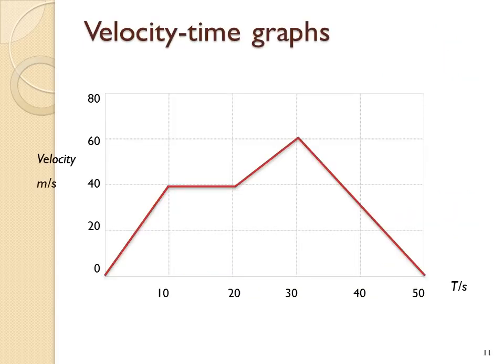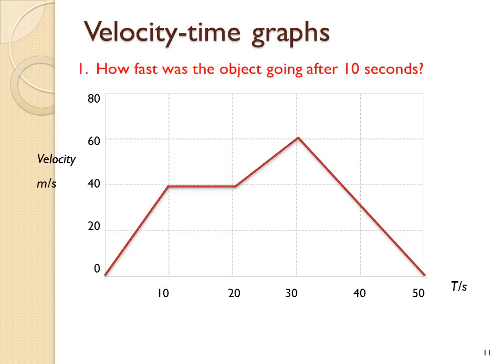Let's look back at the graph and see if we can calculate some values. How fast was the object going after 10 seconds? Use the graph to tell the story. After 10 seconds, read off the velocity from the graph. It's 40 meters per second.